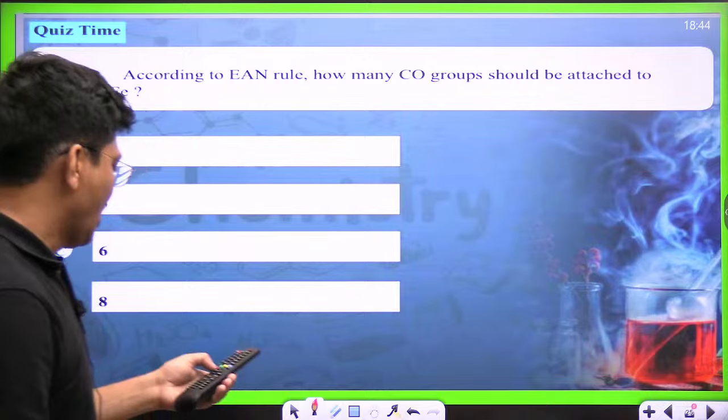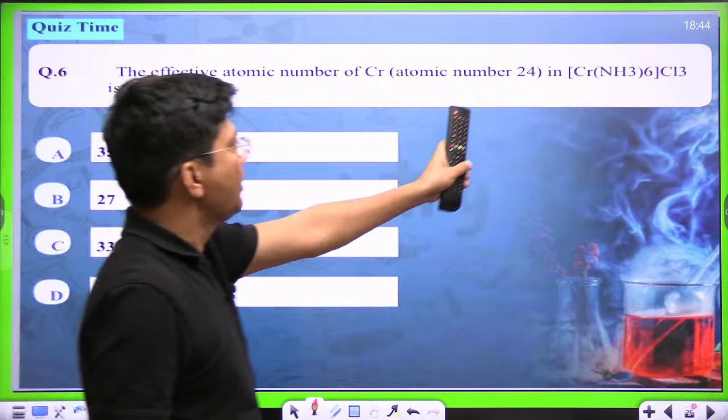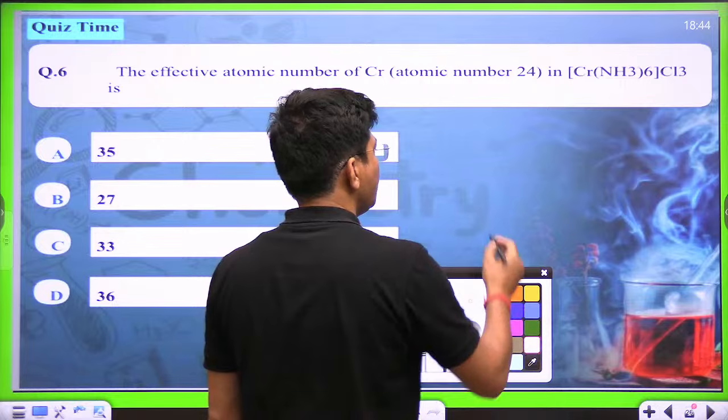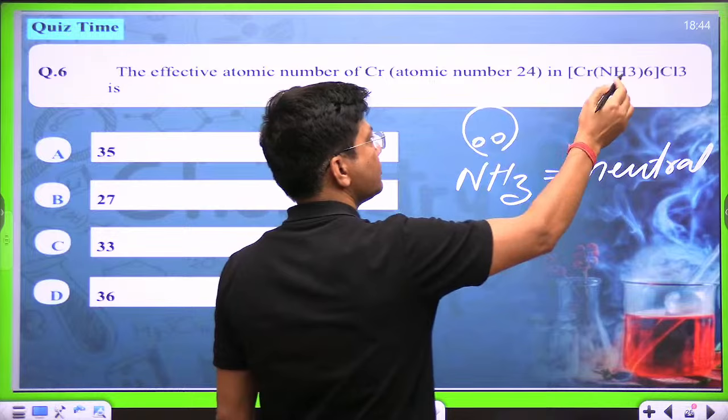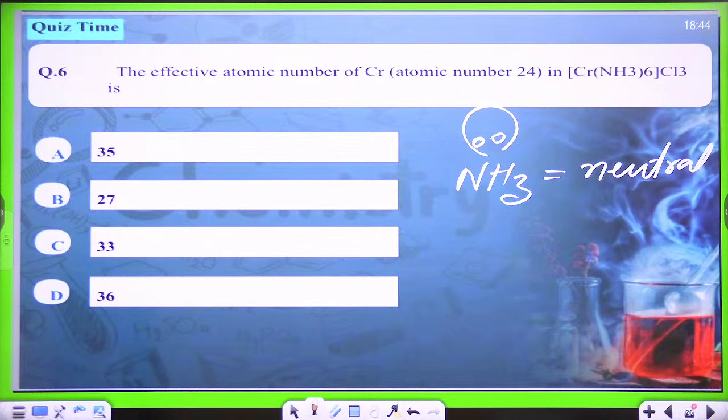Okay, so here is another question. Chromium ammonia whole 6. Let me tell you, my dear students, ammonia is a neutral ligand. Ammonia has no charge, it is a neutral ligand, and ammonia can donate one lone pair. First you try it out, then I will let you know how to do this question. So first of all, everyone try it out.